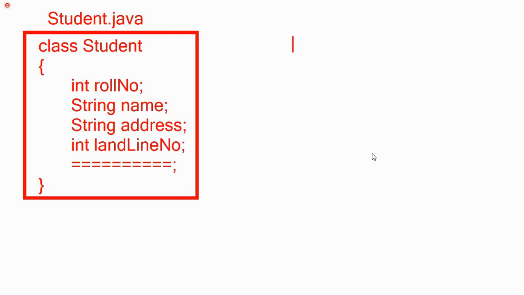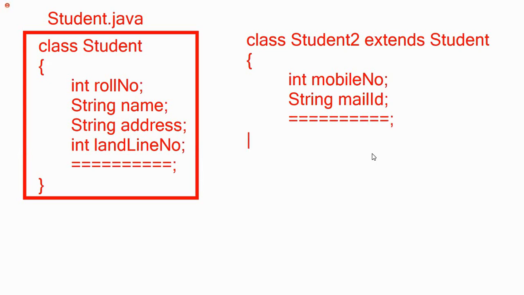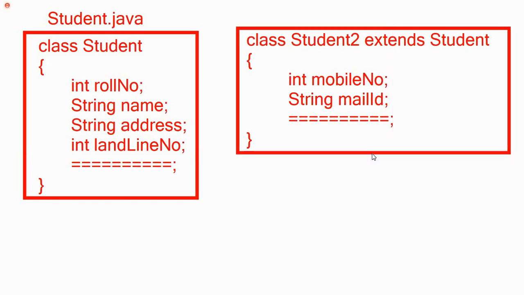Suppose what I will do, see, first principle, class. Here I'll write, you observe, class Student2 extends Student. I'll write here int mobileNumber, String mailID. Like this, some other code I'll write. It is another program. Here I'll write Student2.java.